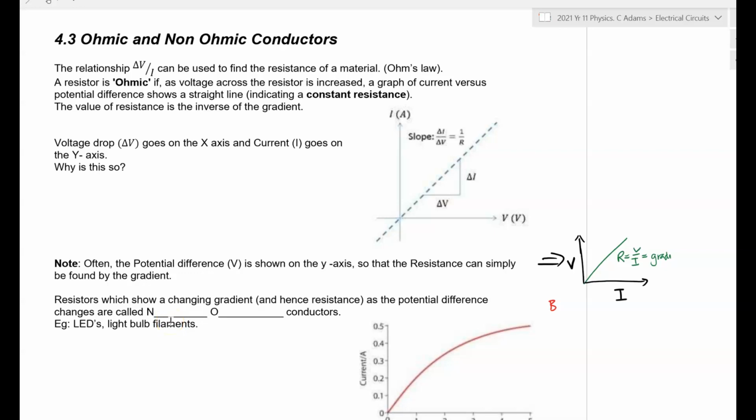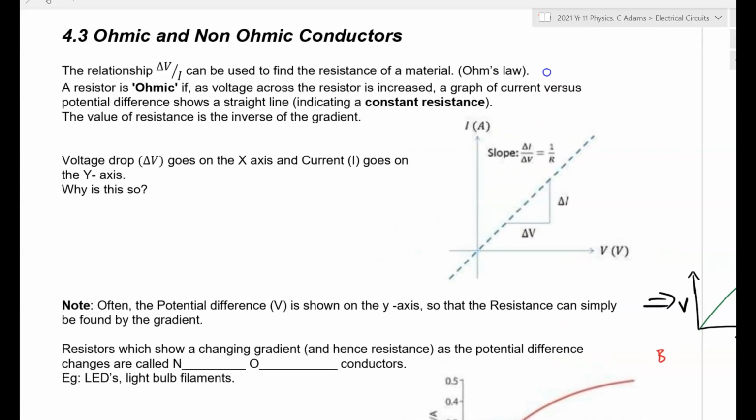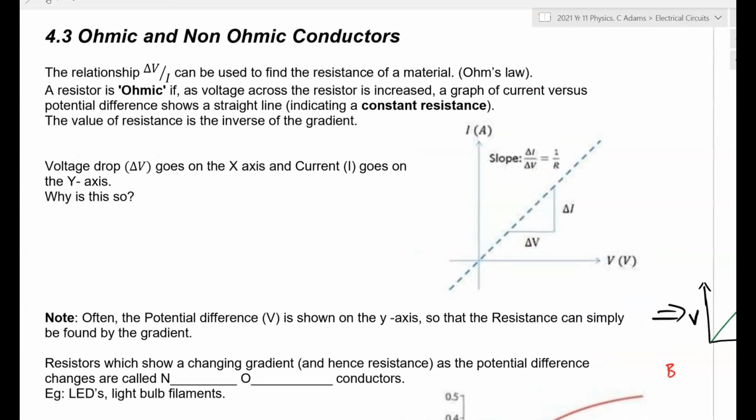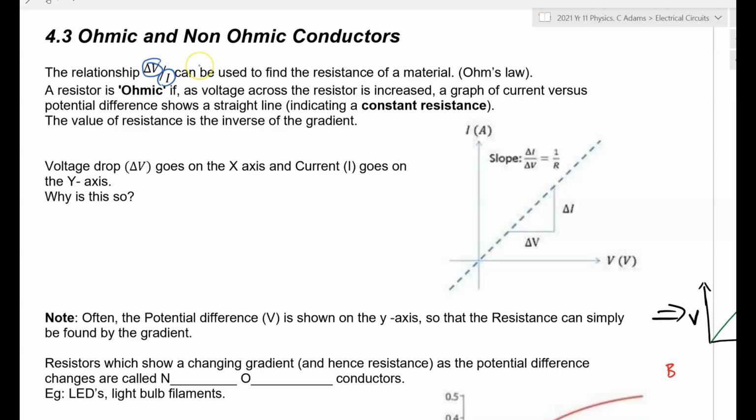Okay, so we want to have a look at section 4.3 here, guys. We've covered Ohm's law, which is really quite basic stuff, and we want to look at an application of Ohm's law, these ohmic and non-ohmic conductors. So if we start off, we'll just speak to the text. That relationship delta V over I, remember delta V can just be written V. It just means potential difference or voltage. It can be used to find the resistance of the material. There's Ohm's law.